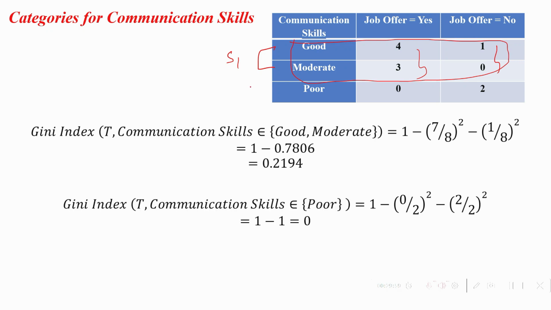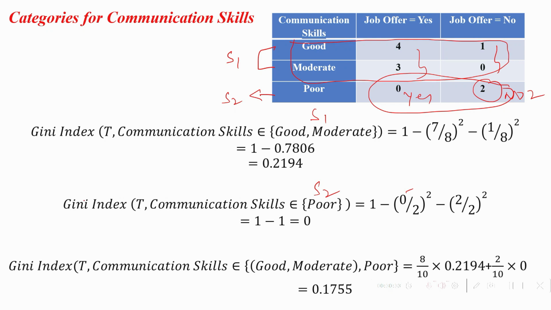Now we are going to find out the other subset, subset 2, S2. So this is for the S1 and this is for the S2. Okay. Now Gini index of the target variable with respect to communication skills belonging to poor is equal to 1 minus, here it contains a total of 2 elements only. Out of 2, all belong to no only, 0 belong to yes. So that's why it is equal to 1 minus (0 by 2) whole square minus (2 by 2) whole square, that is equal to 1 minus 1 equal to 0.